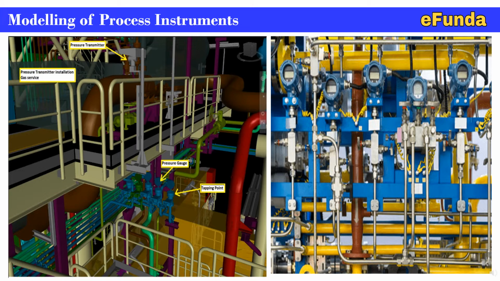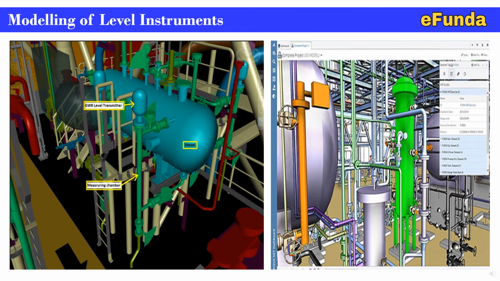On another photograph, one can see how the pressure transmitters are installed with the help of this complete design. This is a typical photograph of installation of a pressure instrument, that is the pressure transmitter and the pressure gauges. Modeling of level instrument, one can see in a photograph.